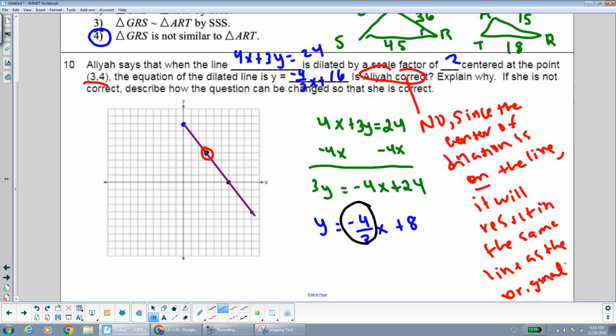No, since the center of dilation is on the line, it will result in the same line as the original.